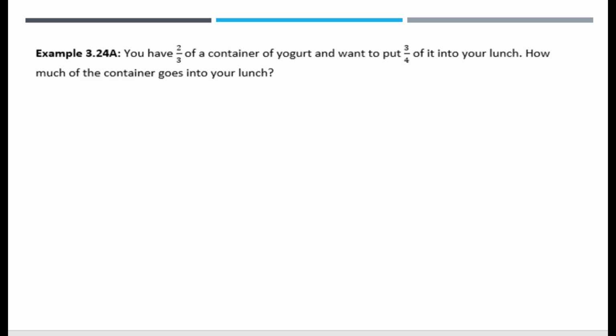So we're just going to utilize what we just learned, right? So you have 2/3 of a container of yogurt, and you wish to put 3/4 of what you have in your lunch. How much of the container goes into your lunch? Well, here I want 3/4 of 2/3.